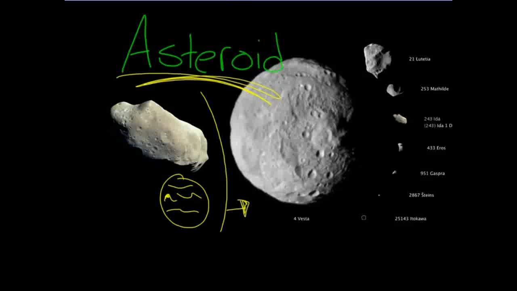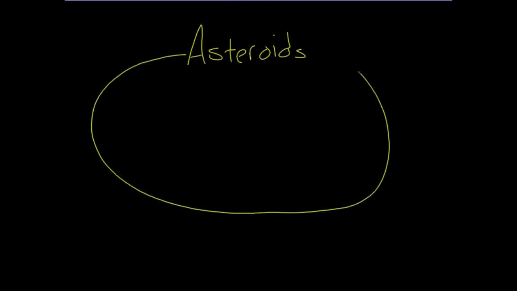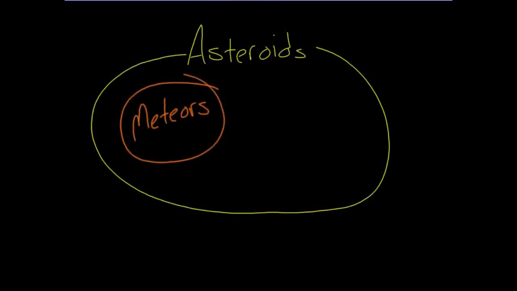An asteroid is a general term. It's not a very specific term. It's not a recognized term, but it's really easy for us to just use and say it's an asteroid, it's a big rock in space. Asteroids is such a general term that if I were to have the group asteroids, within that group would be all of our meteors.